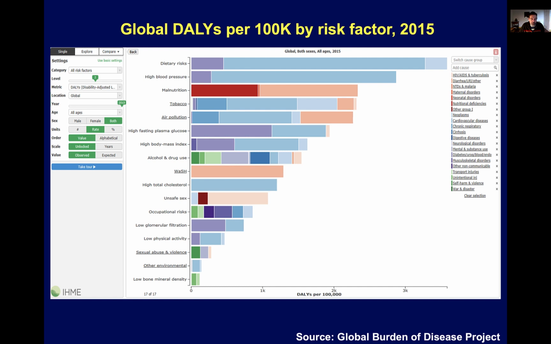So for example, you can see here, or we just know, that the best way to reduce DALYs due to mental illness or heart disease is to prevent those things from occurring to begin with. And that means a focus on risk factors.